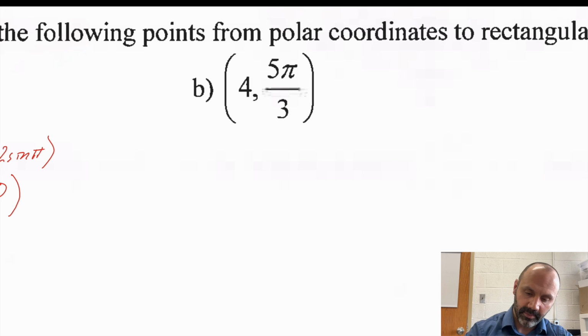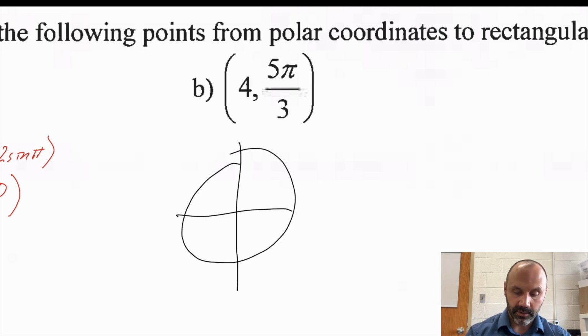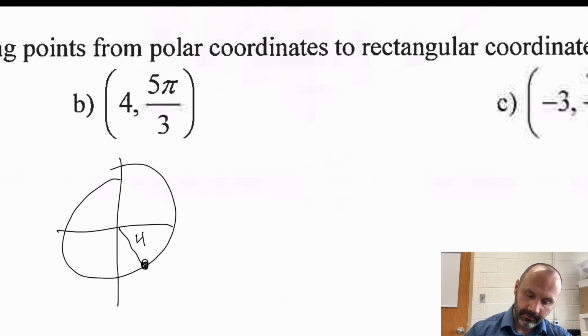4 comma 5 pi over 3. Drawing this quickly, 5 pi over 3, that's almost 2 pi, right? It's down over here, and I have a radius of 4. So I'm expecting to get a negative y coordinate and a positive x coordinate. And so I can do this. Well, let's go back to blue for this. 4 cosine of 5 pi over 3, comma, 4 sine of 5 pi over 3.